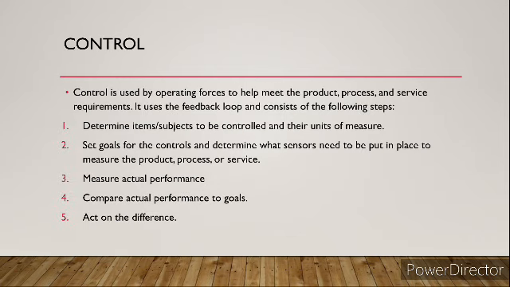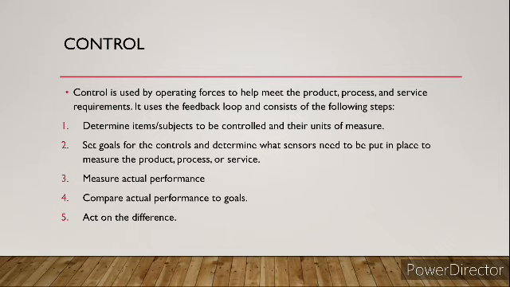Control. Control is used by operating forces to help meet the product, process, and service requirements. It uses the feedback loop and consists of the following steps. Determine items or subjects to control and their units of measure. Set goals of the controls and determine the sensors needed to be put in place to measure the product, process, or service. Measure actual performance. Compare actual performance to goals. Act on the difference.